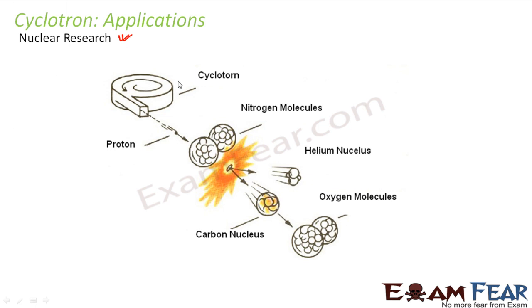If you see here also, they have used this cyclotron. From the cyclotron, some high energy protons are coming. That means these protons have extremely high velocity and extremely high energy. These protons are striking some nitrogen molecules, and these nitrogen molecules are then breaking down into some helium nucleus and carbon nucleus and so on. So the nuclear reaction continues. The cyclotron basically provides us with high energy particles which are used to initiate the nuclear reaction. So the cyclotron is a very useful device in nuclear research.